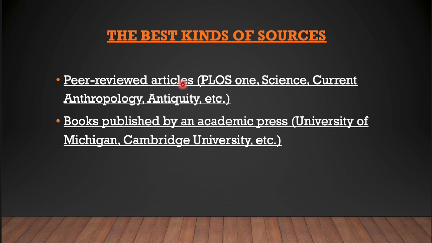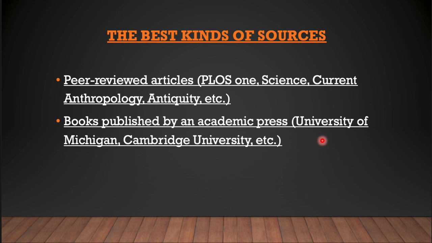Peer-reviewed articles. These are scholarly articles that are sent to other people in the same field to review, and they make sure that all the I's have been dotted, but most importantly that the research is sound. So peer-reviewed journals like PLOS ONE, Science, Current Anthropology, Antiquity. These are the kinds of journals that you're going to find connected to the library website. Books published by an academic press, University of Michigan, Cambridge University, etc.